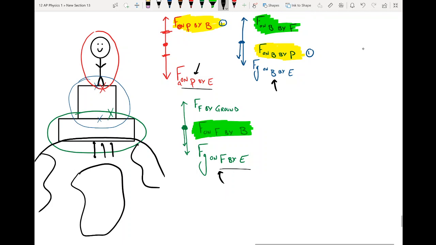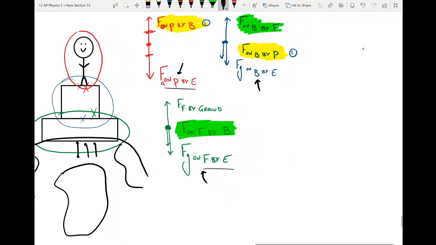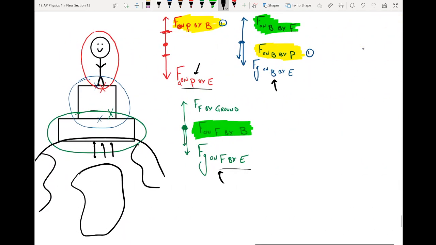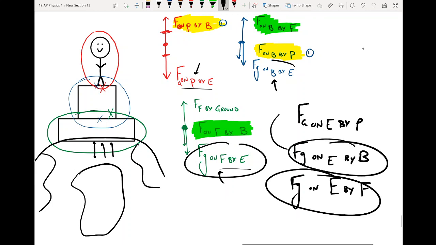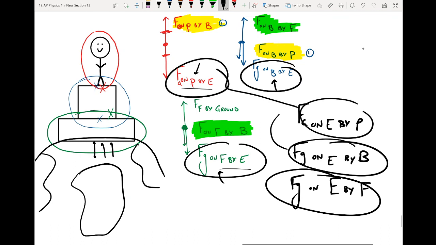So I guess I could call these pairs if I wanted to. I could say, oh, well, I also have a gravitational force on the Earth by the person, gravitational force on the Earth by the box, gravitational force on the Earth by the floor. And then those are all my pairs, but I'm not going to highlight them because, whatever, you get the gist. Okay, cool. So that is that one.